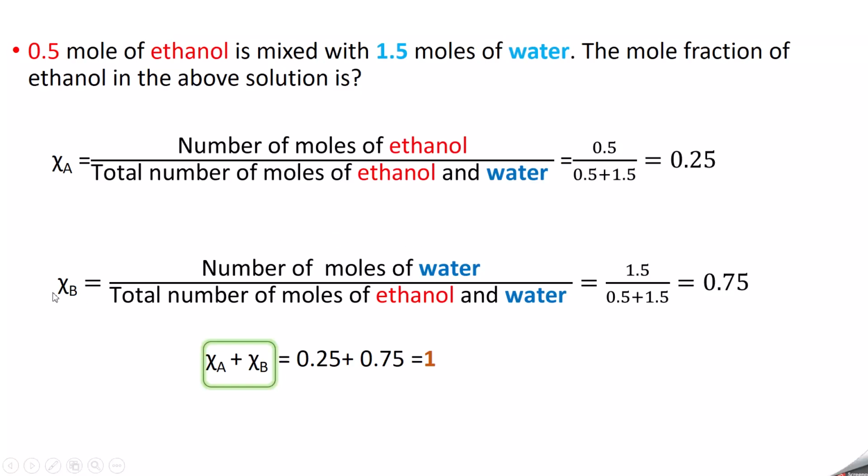Similarly, you can find the mole fraction of the component water. Psi B is equal to the number of moles of water divided by the total number of moles of ethanol and water. The number of moles of water is 1.5, divided by 0.5 plus 1.5, which is equal to 0.75. When you find the total mole fraction of the solution, psi A plus psi B, psi A is 0.25 and psi B is 0.75. When you add, it is equal to 1. So always the total mole fraction of the components in the solution will be equal to 1.